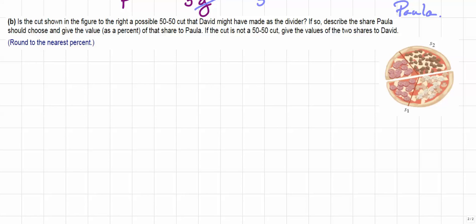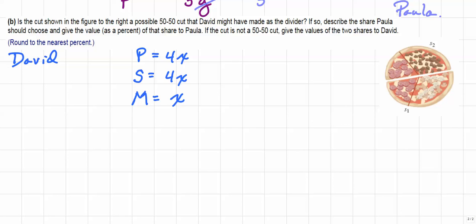In this particular case, we're going to look at this new cut, but we're going to use the same logic that we used previously. So we once again have P, pepperoni, equal to 4x, S, sausage, equal to 4x, and M, mushroom, also equal to x in this case. So if we add the values, we have 4x plus 4x plus x, which is going to equal 5x. Now we're going to go ahead and do the division. And let's look at side number 1.